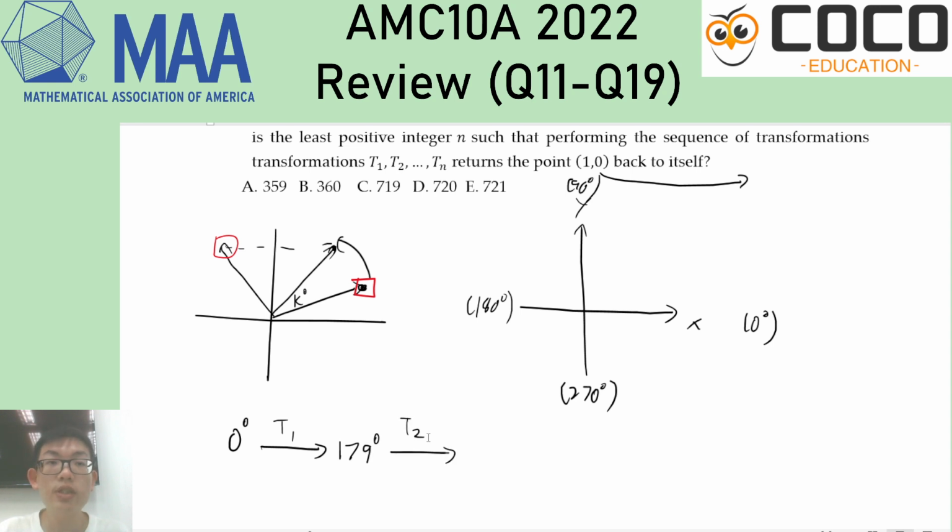Now T2 gets me to 181 degrees and then reflects it to 359. Now T3 gets me to 2 degrees and it reflects to 178. T4 gets me to 182 degrees and then reflects me to 358.